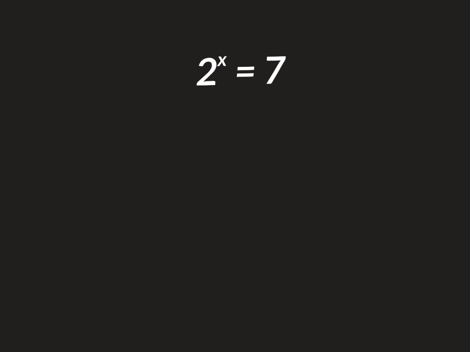Okay, so let's look at three or four. First one, 2 to the x power equals 7. That's one you can't do in your head. We do not know what power to raise 2 to to get 7. So let's do what those directions said to do. We're going to do the log of both sides.